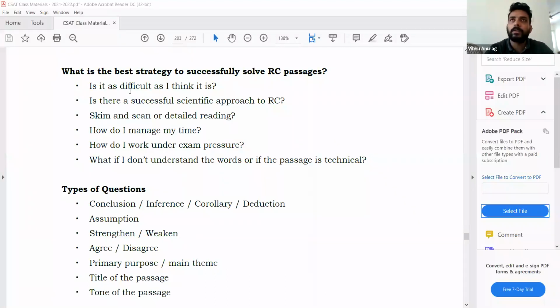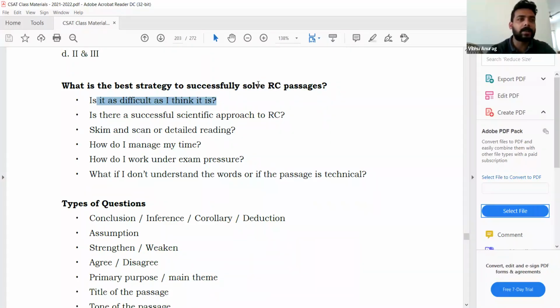So roughly 30 questions will come from comprehension, and I will be giving you strategies whereby you will be able to solve it using a fairly straightforward approach. These are some basic questions that students have, so I try to address them before we start with anything. It is not that difficult. The only thing is that it started very easy. CSAT 2011, 2012 were very easy. Now it has become tougher than before because your passages are more complex and your questions are not that straightforward. But overall, it is not very difficult.